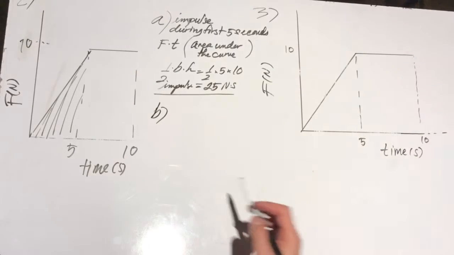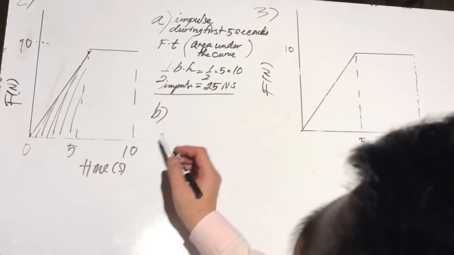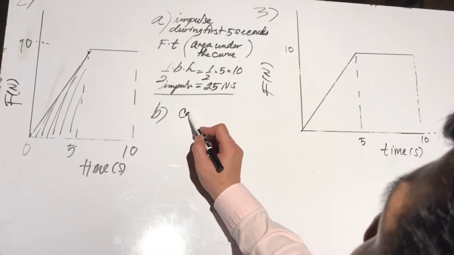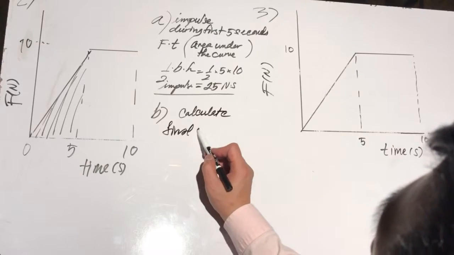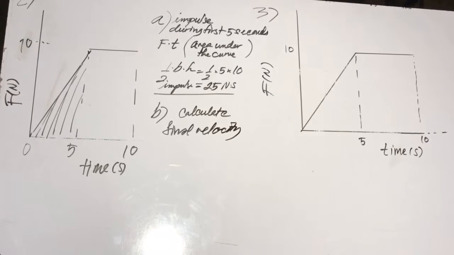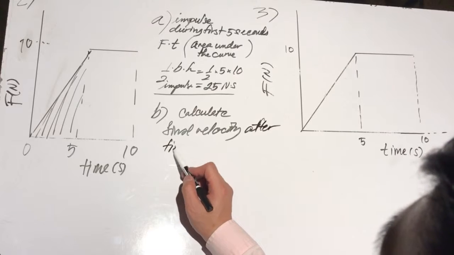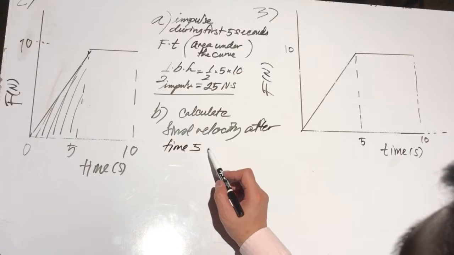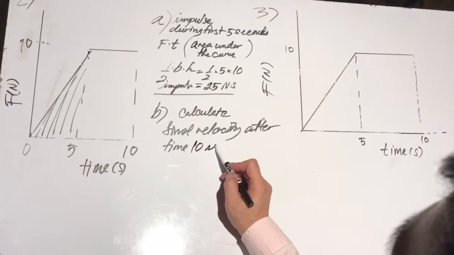So question B: if the object has an initial velocity of 2 meters per second, calculate the final velocity after 5 seconds. How about 10? I'm just going to make it 10 seconds.